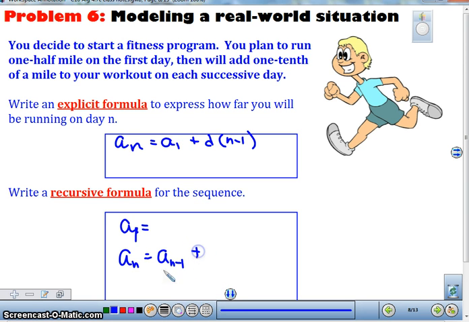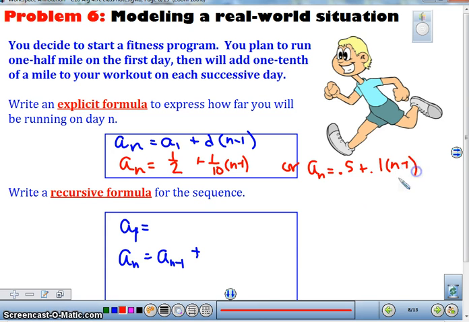In this situation, we know that a sub n equals our first term. The first day we start at half a mile, plus each day our common difference is we add 1/10 of a mile. You could write it this way, or if you don't like the fractions, same answer: a sub n is equal to 0.5 plus 0.1 times n minus 1.